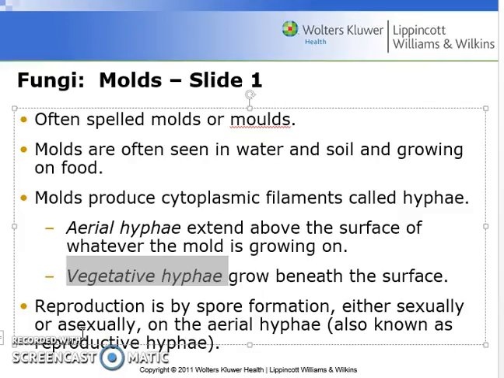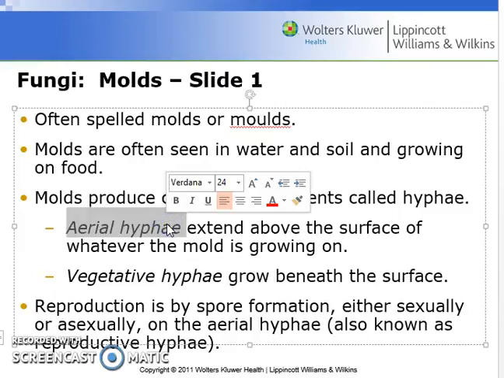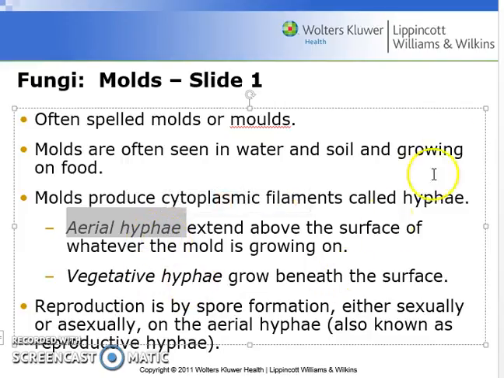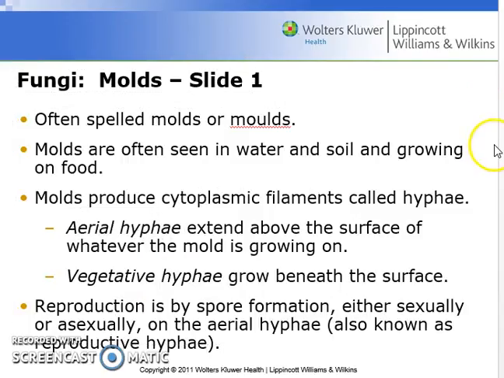Now, all of the fuzzy mold on top of the bread is going to be the aerial hyphae, where you have dark black spores that you typically would see situated on the very top of the aerial hyphae. And you can see these pretty distinctly if you've ever seen mold growing on bread or growing on pizza or growing on anything that was left in your refrigerator for a long period of time.